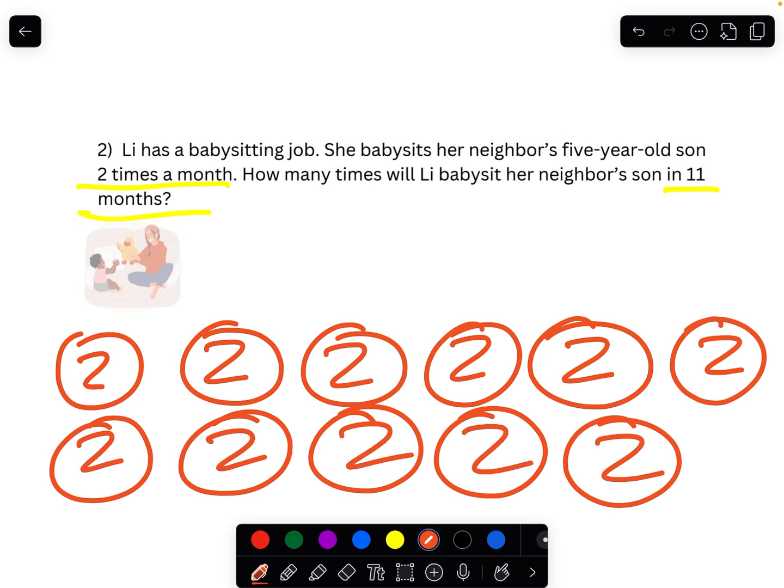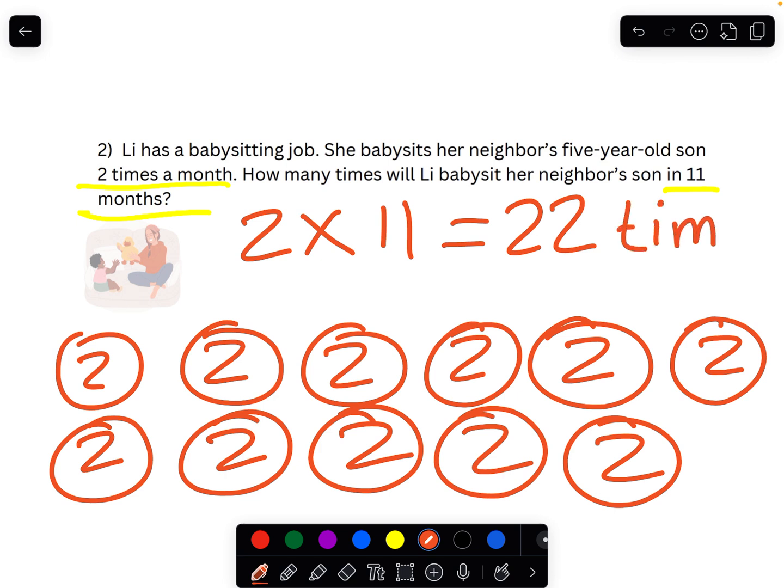10 months, 11 months. Well, I've written the number 2 11 times, which means the equation is actually 2 times 11, which makes my answer 22. In other words, Lee will babysit her neighbor's son 22 times in 11 months.